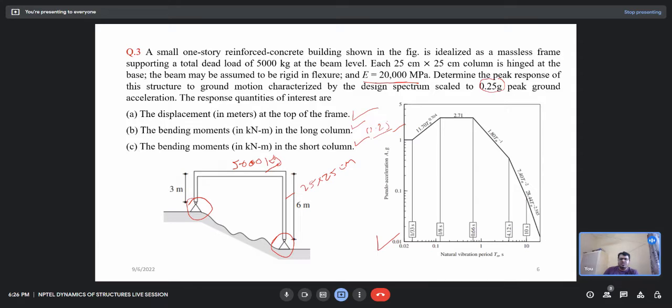Are you able to see the response spectra? Sir, will it be constant 2.71? Yes, that will be the SA by g.